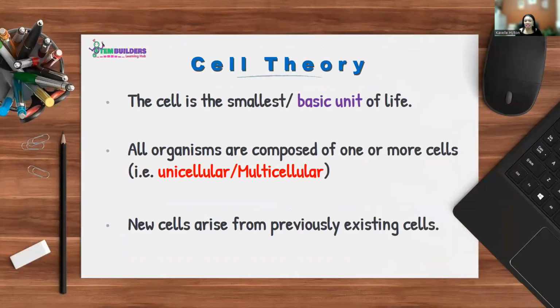So according to the cell theory, the cell is the smallest or the basic unit of life, right? All organisms are composed of either one or more cells. So an organism is either unicellular, which means having only one cell, or multicellular, meaning having more than one cell. Human beings, for example, I mentioned earlier that we have trillions of cells. So that means that we are multicellular.